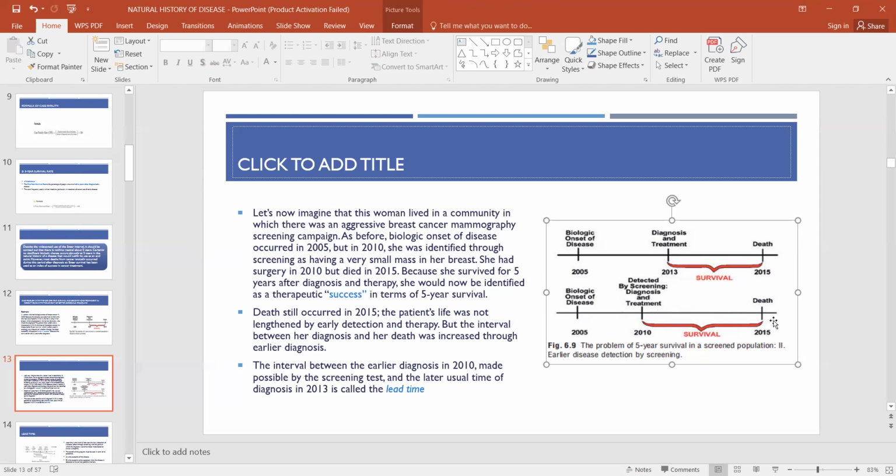Death still occurred in 2015. The patient's life was not lengthened by the early detection and therapy, but the interval between her diagnosis and the death increased through earlier diagnosis. So the interval between the earlier diagnosis in 2010, made possible by the screening test, and the later usual time of diagnosis, that was 2013, this time is called lead time.